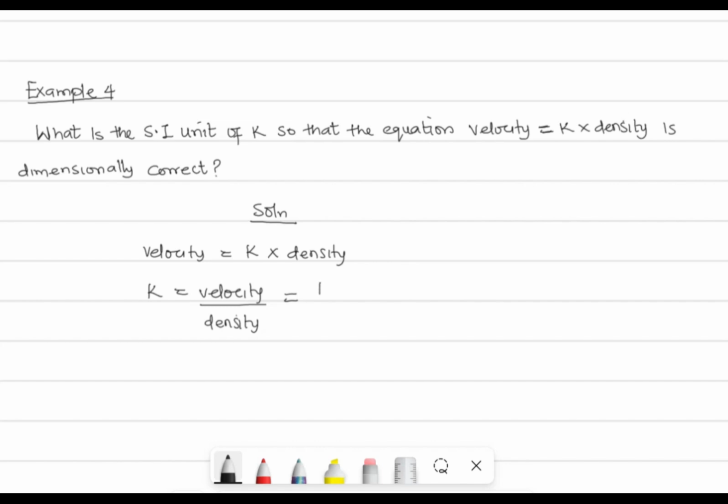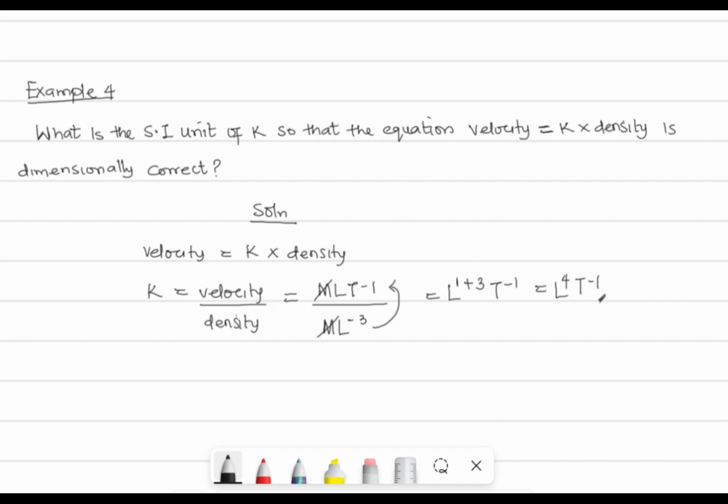So velocity over density, that's just what K is if you make K the subject of the formula. Now remember, velocity is L T⁻¹, and then density is M L⁻³. And so we can start now. M cancels out, and we'll be left with L on top raised to power 1, and there's L⁻³ beneath the denominator. When it goes up, it becomes L⁺³. And then T⁻¹. Eventually, this is just L⁴ T⁻¹. And so that's just the dimension of K.